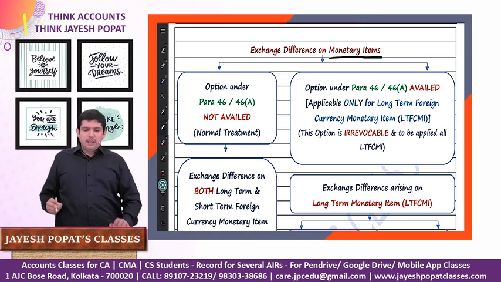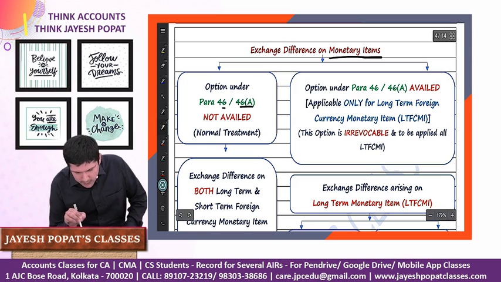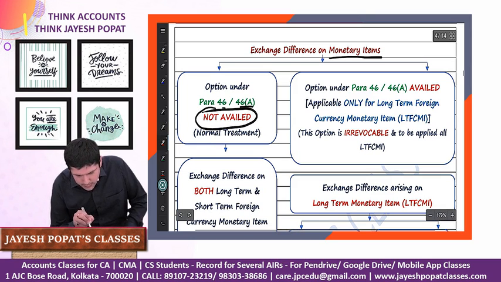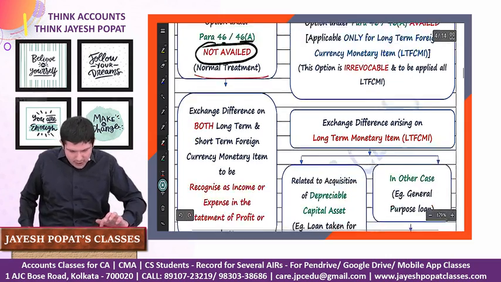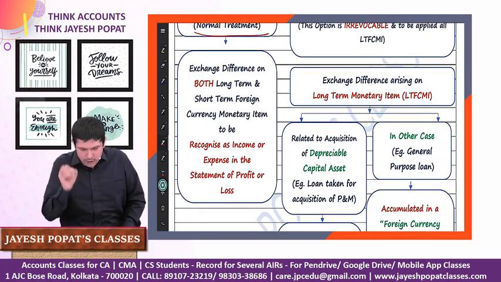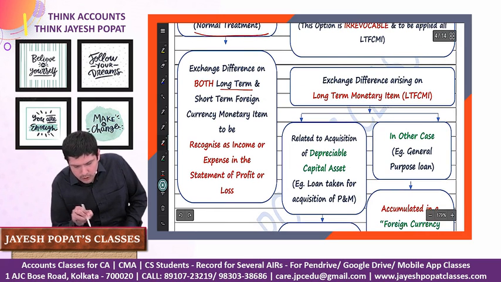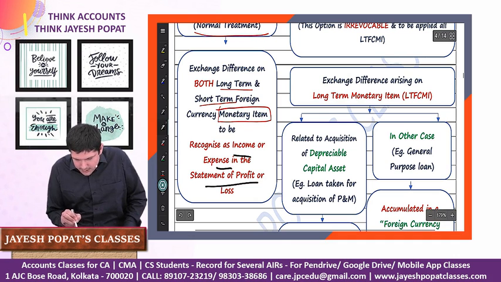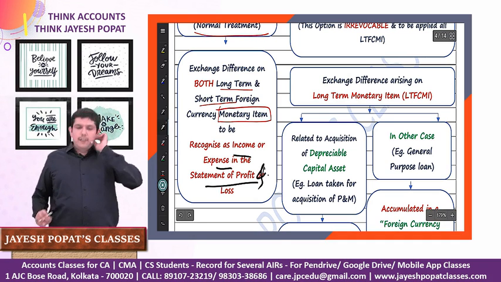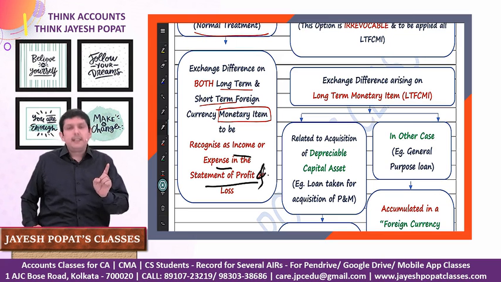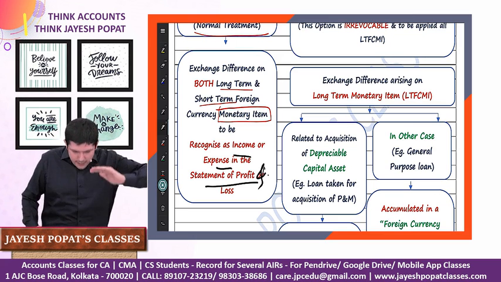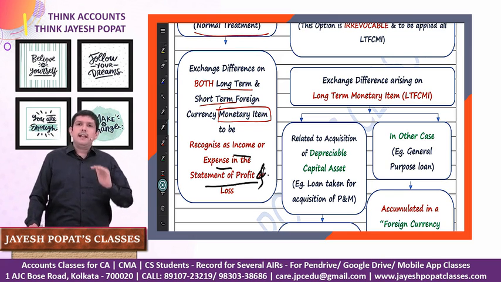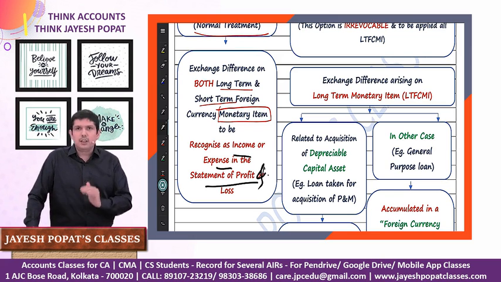So exchange difference on monetary item, option under 46A not availed, that is you are following the normal treatment. It says that exchange difference on both, listen to this very carefully, exchange difference on both long term and short-term foreign currency monetary items be recognized as income or expense in the statement of profit and loss. We have already discussed for non-monetary item there will be no exchange difference. In case of monetary item, be that monetary item long term, be that monetary item short term, the exchange difference will be taken to statement of profit and loss.